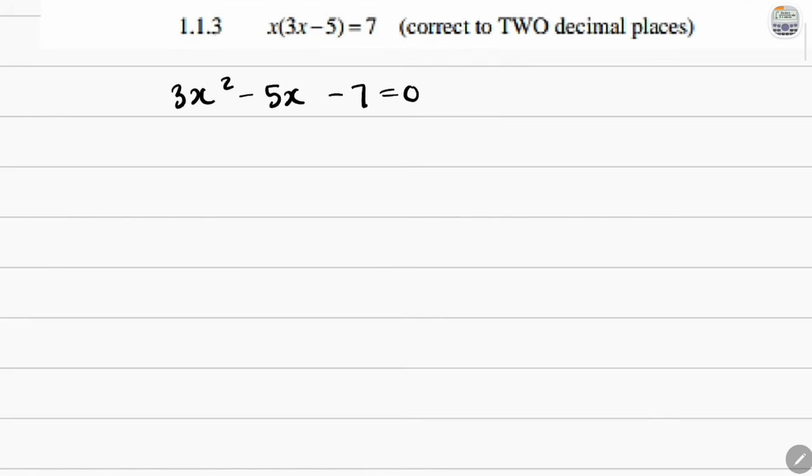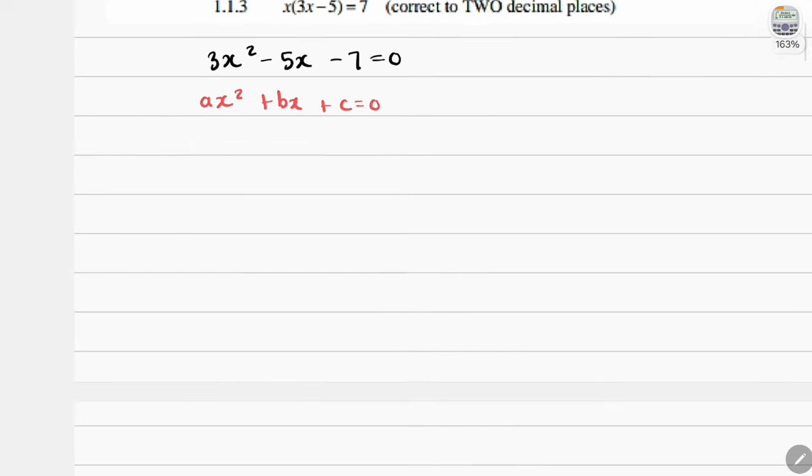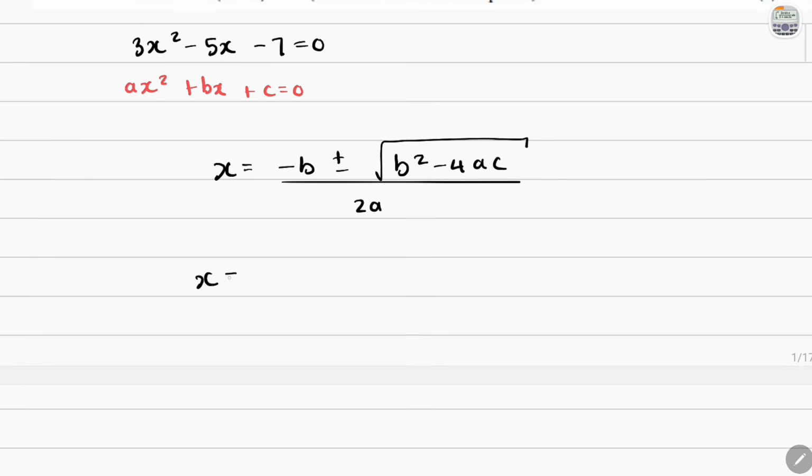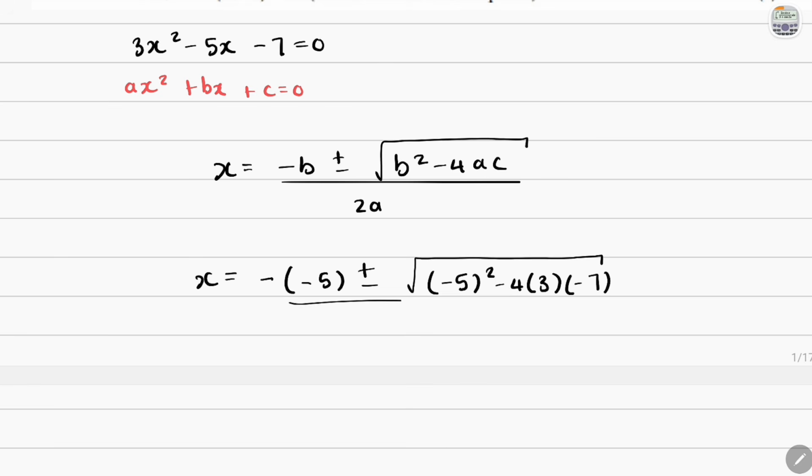Now this is in the standard form of a quadratic equation, ax squared plus bx plus c equals 0. And so we need our quadratic formula, which is x is equal to negative b plus minus the square root of b squared minus 4ac all over 2a. So x is equal to negative, and b is negative 5, plus minus the square root of negative 5 all squared minus 4 times a, which is 3, times c, which is negative 7, and then finally all over 2a, which is 3.